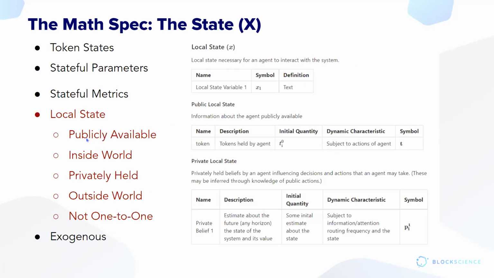So it's not simply that if it's outside, it's private, and if it's inside, it's public. That isn't always the case, right? The entire set of Ethereum addresses and balances is publicly available information, even though you may only be using a subset of that inside your local state.